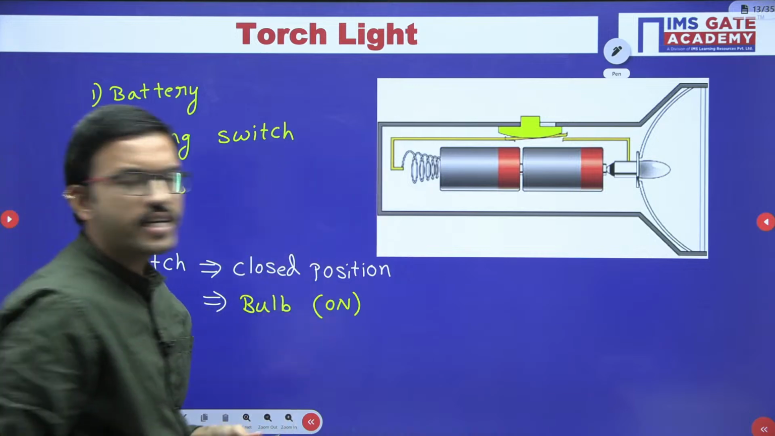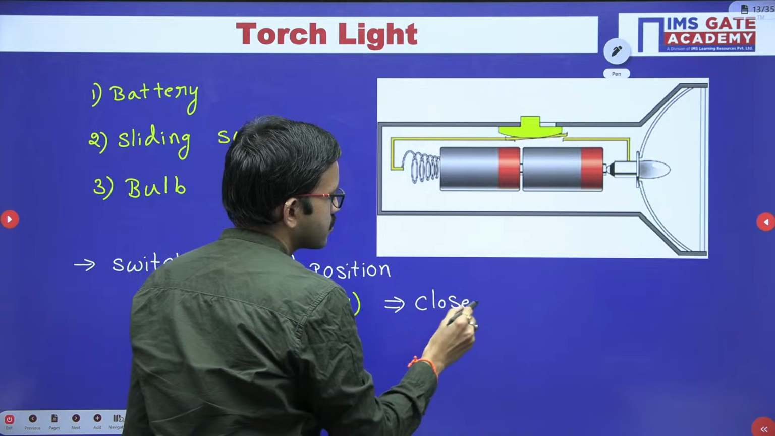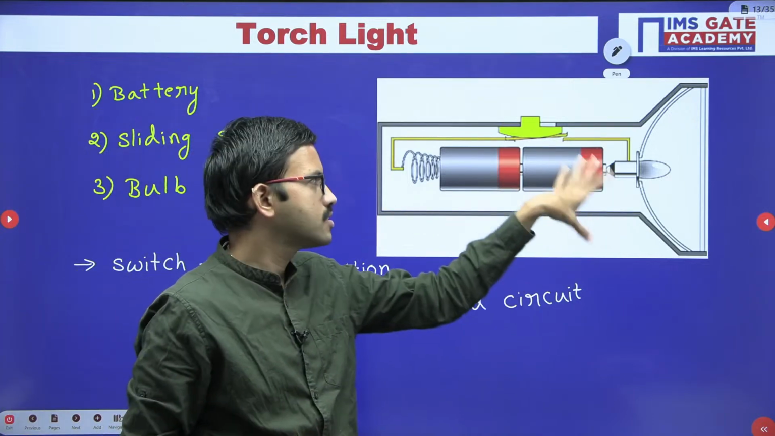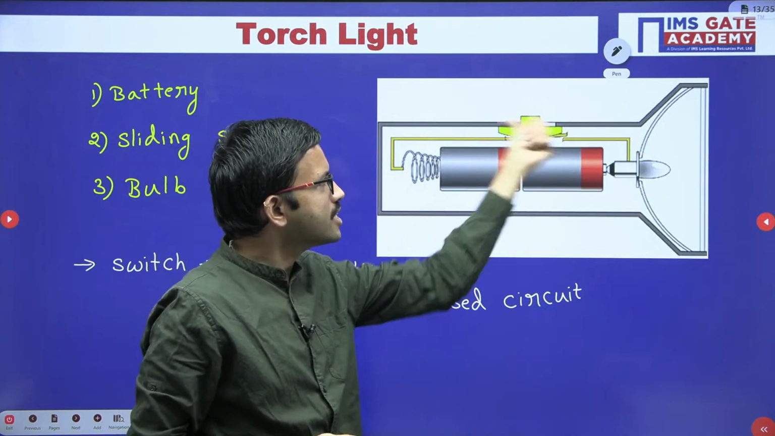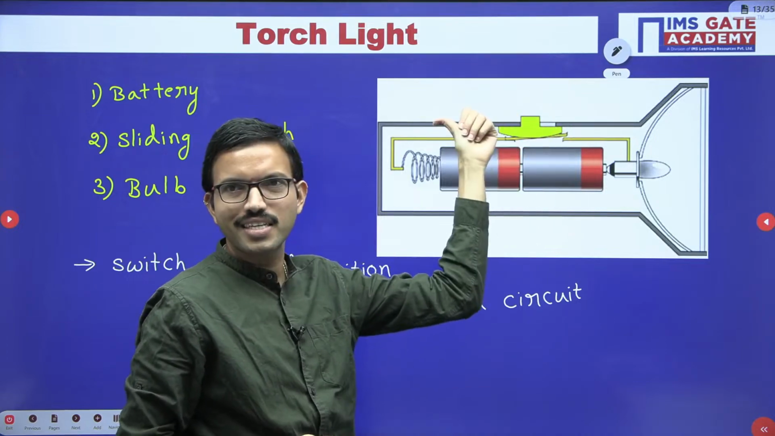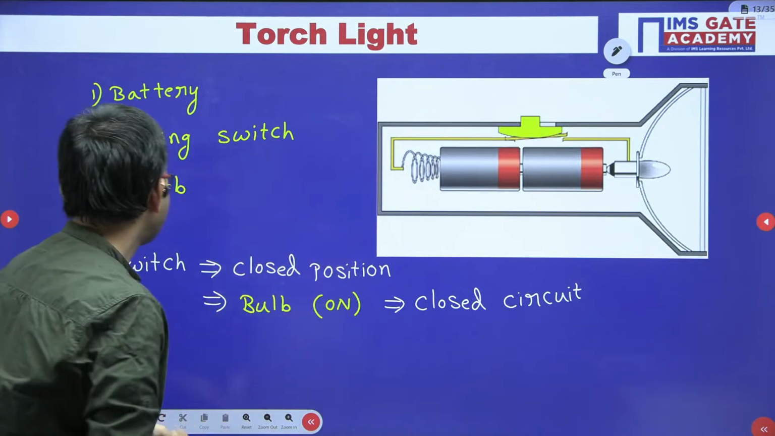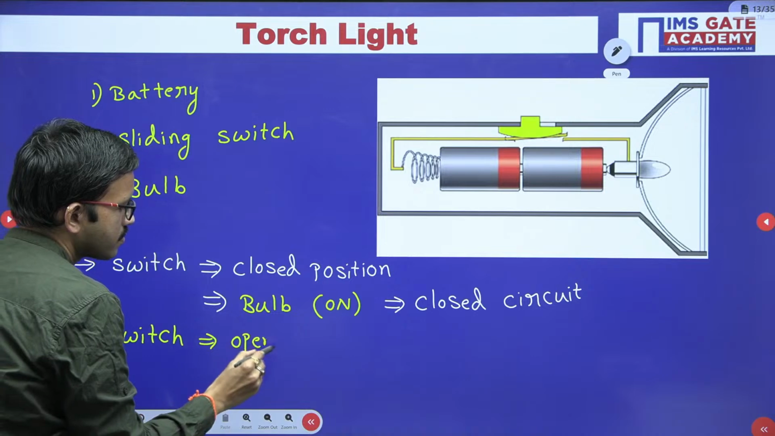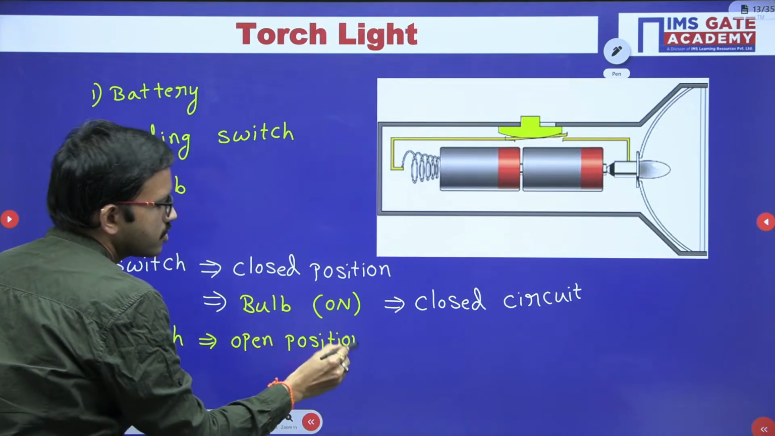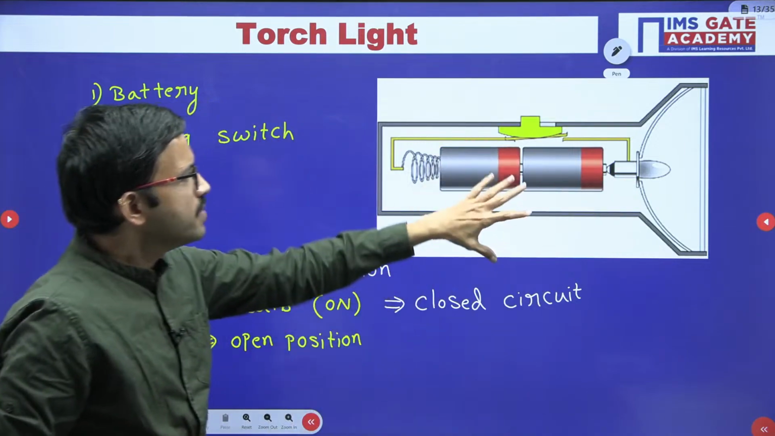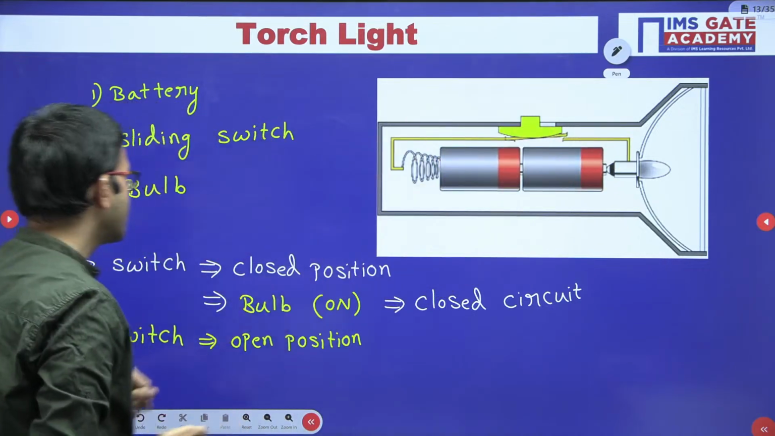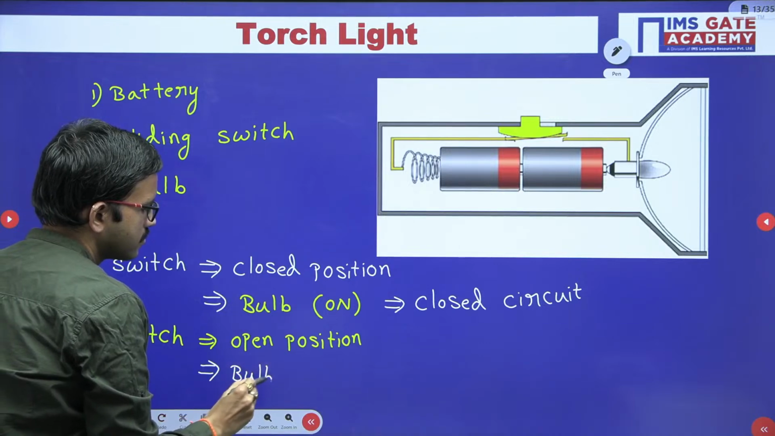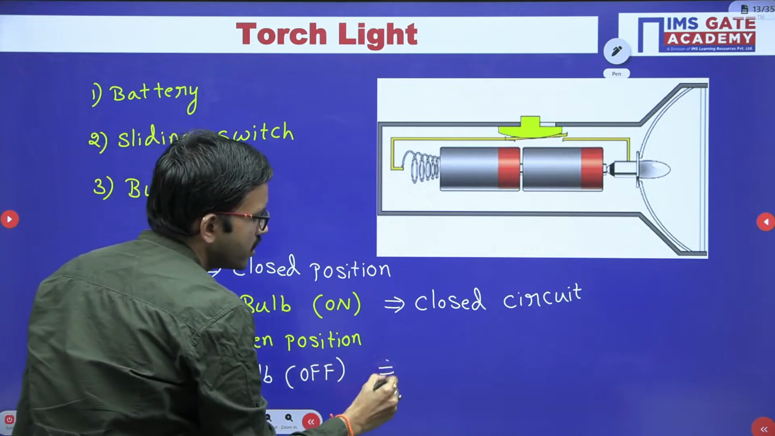So that particular circuit we call a closed circuit. Suppose you don't want the bulb to be on, then you move the sliding switch towards the other side. At that time you are opening the switch. The switch is in the open position. That means you are disconnecting the battery and bulb, so there is no connection between the battery and bulb. That means it is an open circuit. In that case, there is no current flow in the circuit, so the bulb will be off. So in this case, we call it an open circuit.